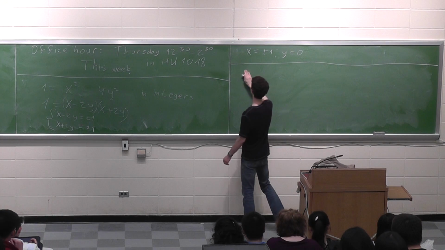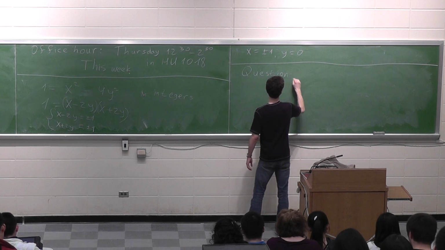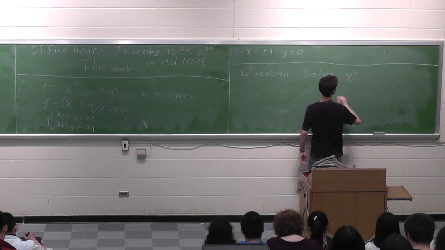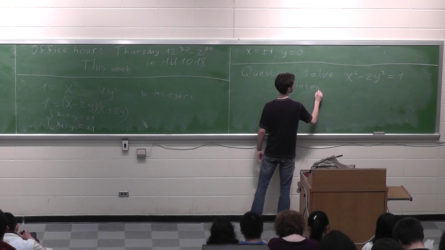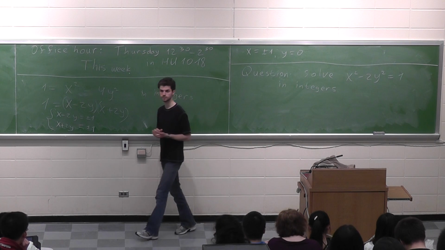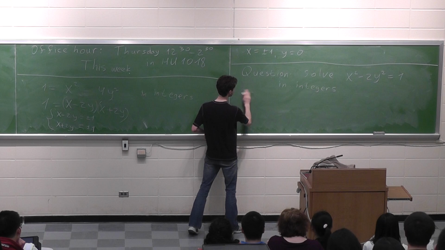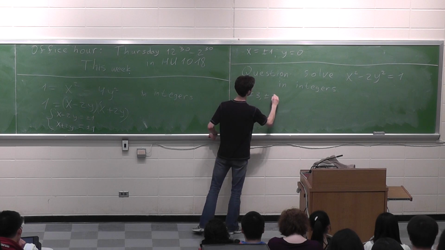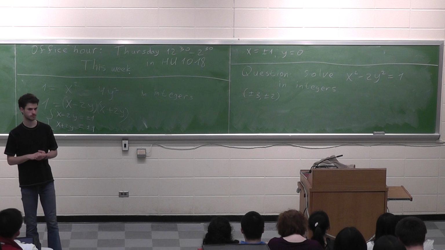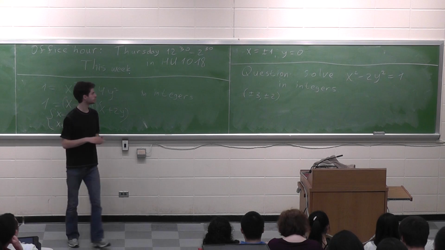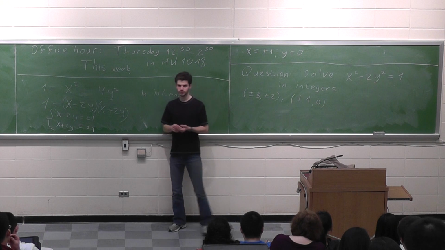Let's try a more complicated one. Such an equation is x squared minus 2y squared is equal to 1. Okay, so you found the solution plus minus 3, plus minus 2. Okay, here's one solution. Let's see another solution. Oh, there is an obvious one. So can I write this one as well? But it's not the only one.